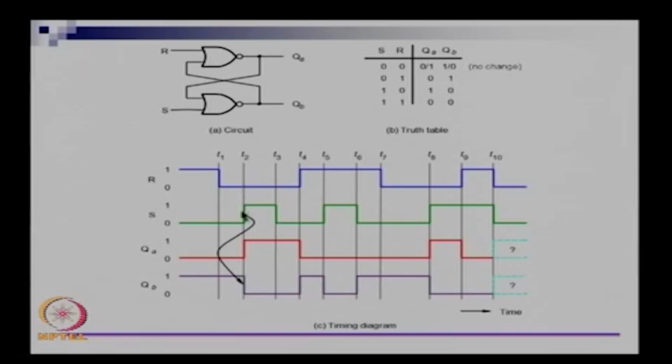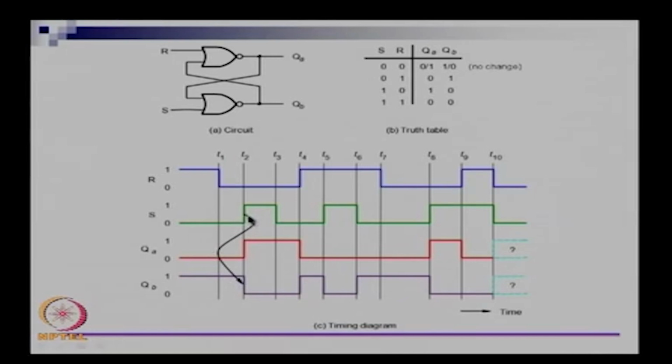Now, let us assume that at T2 this green one is S, let us assume that S goes to 1. I said that the semantic attached to S is that it is supposed to be setting the value of QA to 1. So, let us see what happens. When S goes to 1, you can see that the effect of S going to 1 is not direct on QA. In fact, it goes and changes QB to 0, that is the direction of the arrow here.